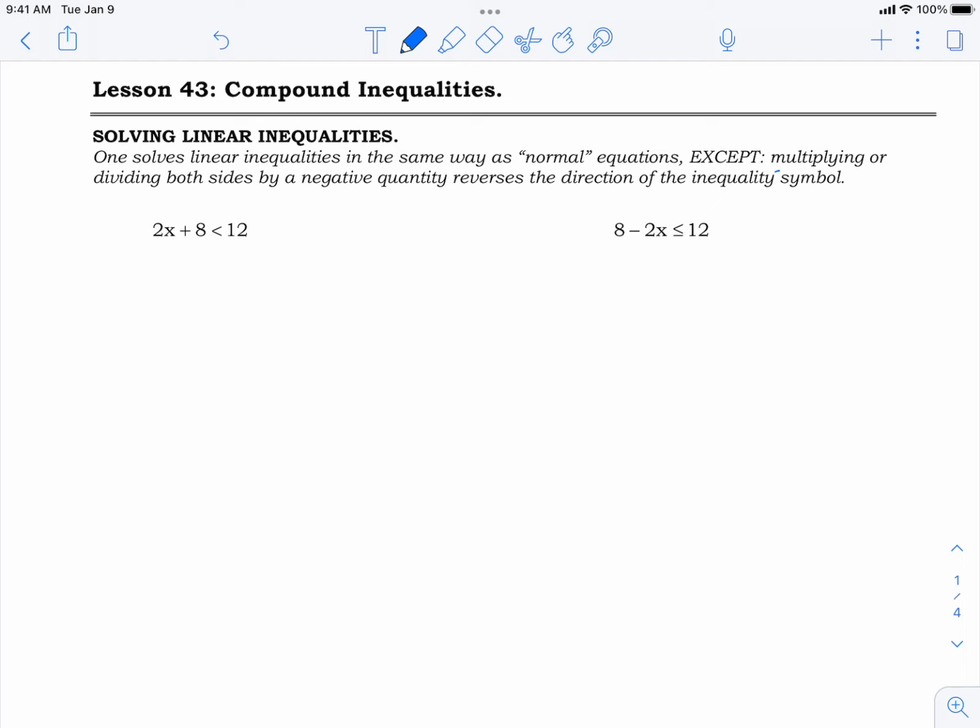Let's subtract 8 on both sides, right? That's kind of what you would do, isn't it? You'd subtract 8 on both sides because you're trying to get the x term by itself. 12 minus 8 is 4. First you get the x term alone.